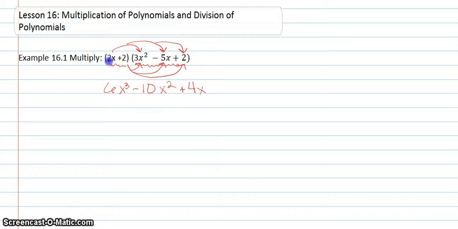Alright, so now I've multiplied the 2x across. Now I'll multiply the 2 across. So 2 times 3x squared is a positive 6x squared. And the 2 times a negative 5x is a negative 10x. Then the 2 times the 2 is a 4.